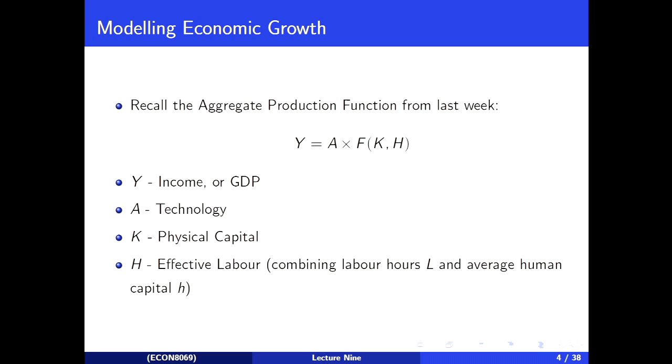And technology is everything that affects production that isn't physical capital, labour, or human capital. So it's all of our processes, basically, that make production more efficient. So A for technology is the everything else category.